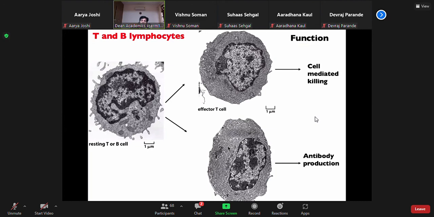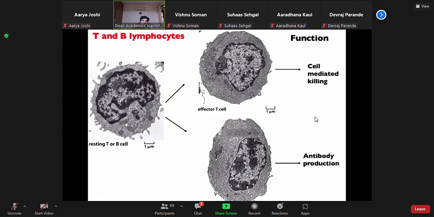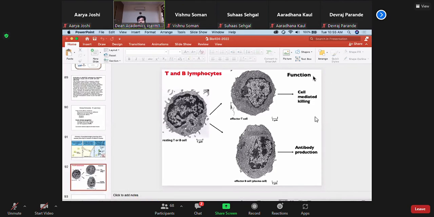Highly translationally active cells, right? So that is why you find a lot of endoplasmic reticulum in these B cells, required for antibody production. Okay, so yes, in the next class, we'll start talking about these things. What are immunogen, antigens, what is immunogenicity, antigenicity, what are the characteristics of an antigen, and so on and so forth. So now we are going to stop here.